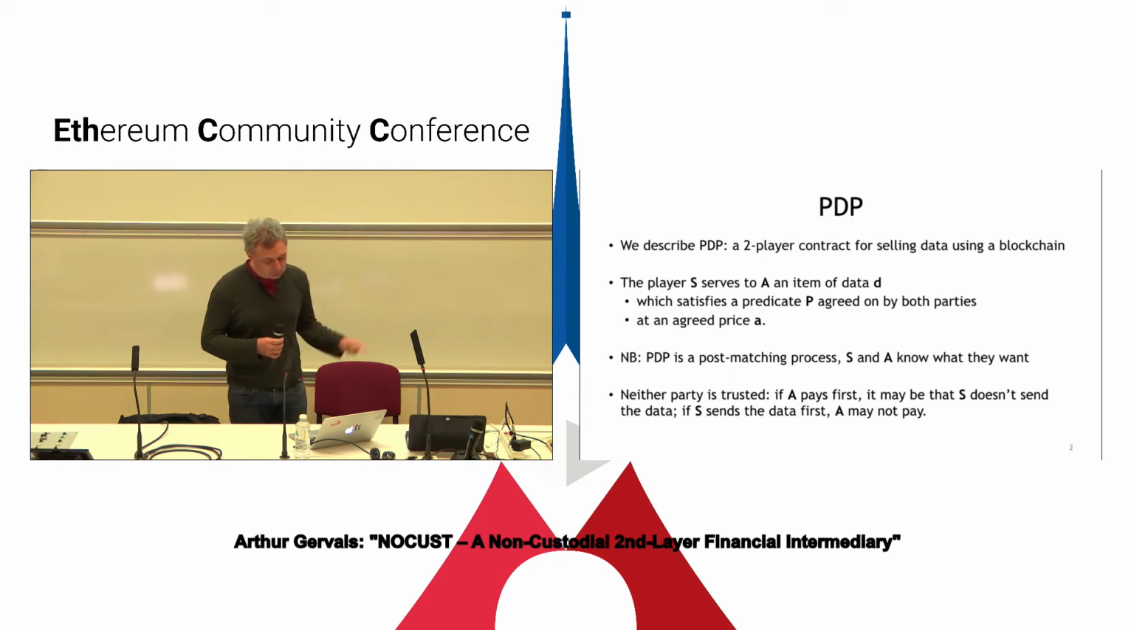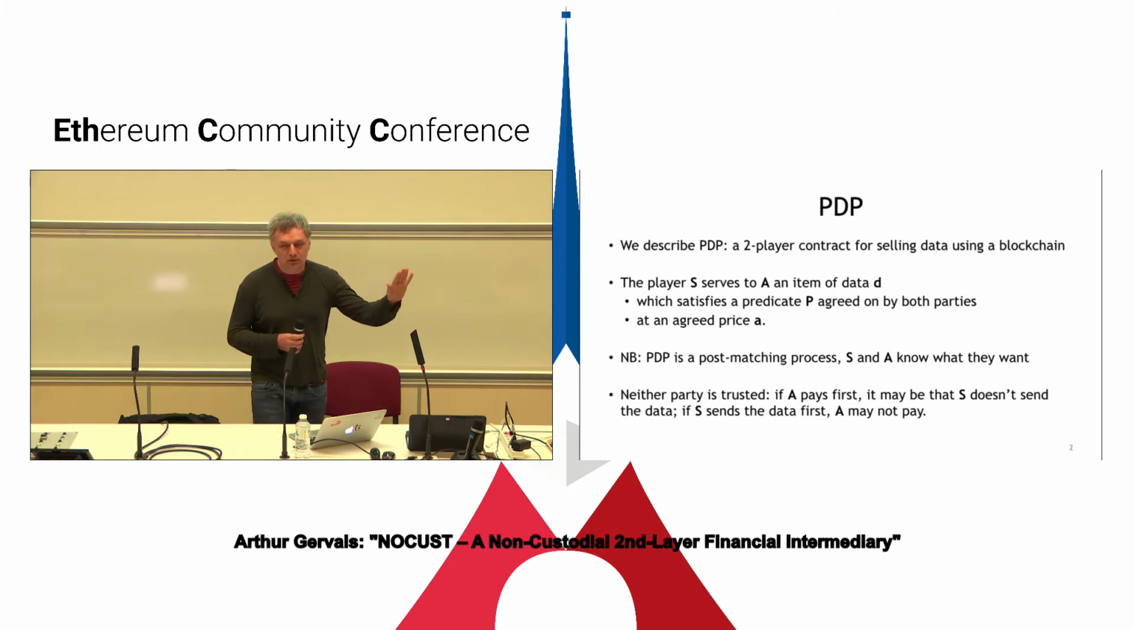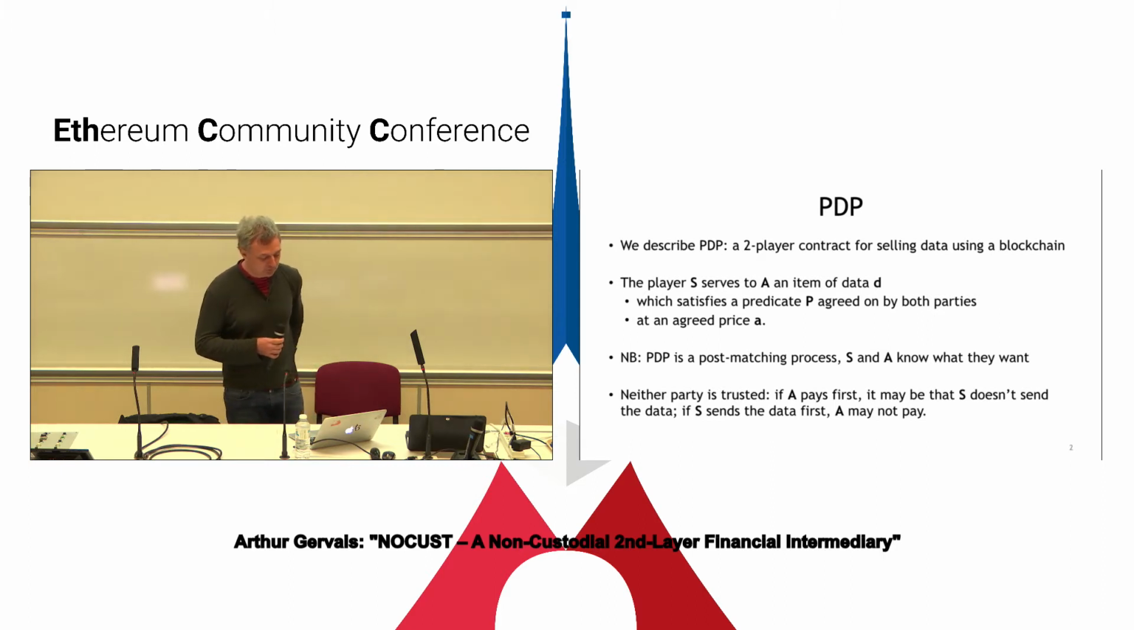All right. So here it's a two-player contract, and the idea is that one player has data, and another player wants to buy it. So the player selling the data will be S, like selling or server, and S serves that piece of data item that A wants to A at the price that is agreed on and under a condition which will be materialized by a predicate P, and I'll describe a little later what that predicate could mean. For now, it will be abstract.